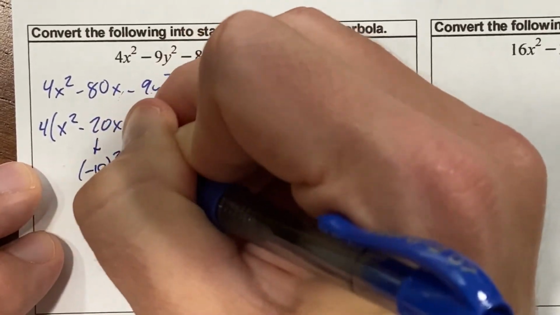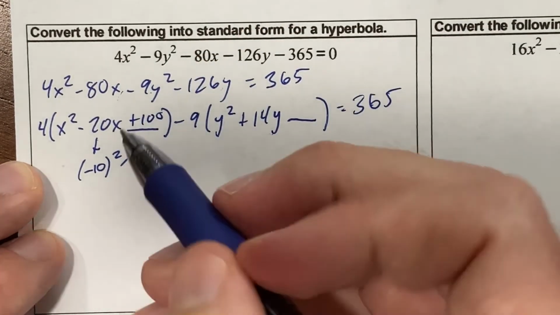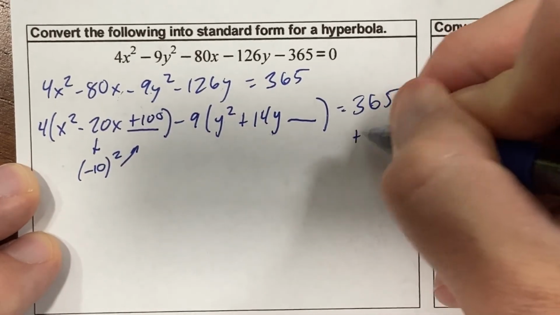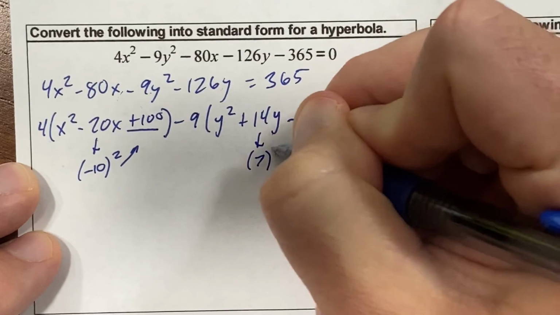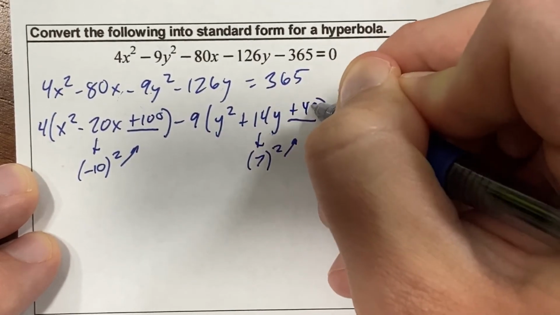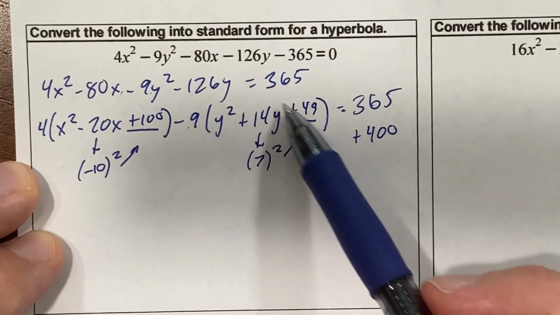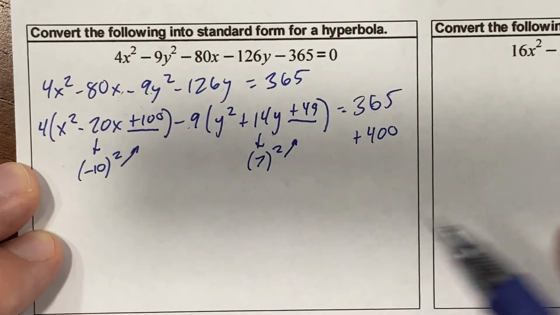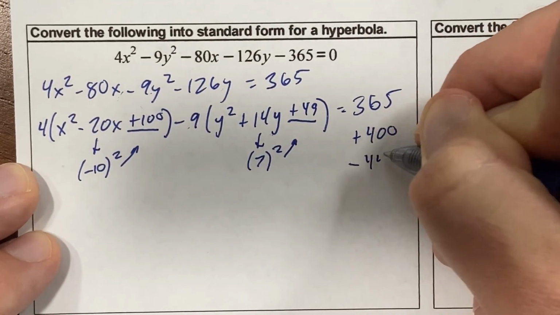So half of that's negative 10. Negative 10 squared is plus 100. I didn't just add 100 to this side, I added 400. And half of 14 is 7. 7 squared is 49. I didn't just add a 49 right here. I technically added whatever that is, negative 441. Negative 441.